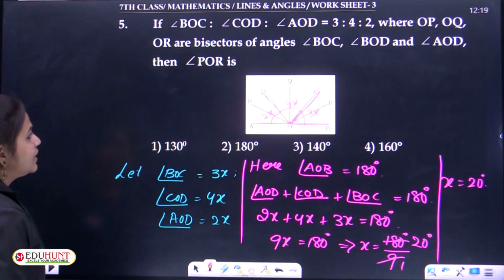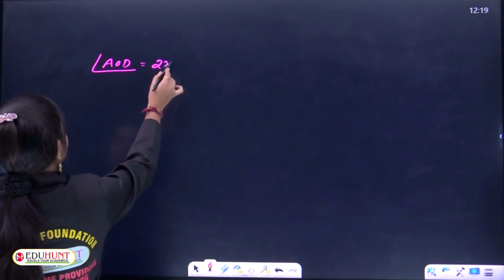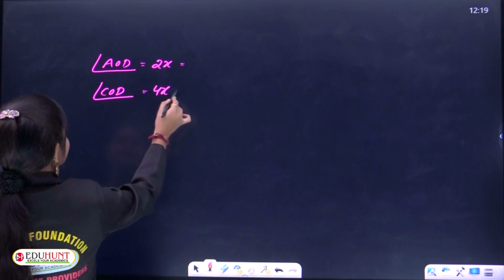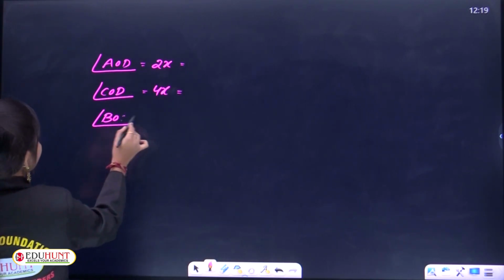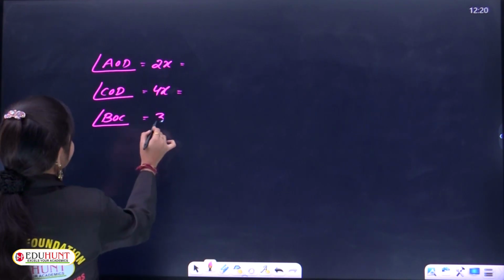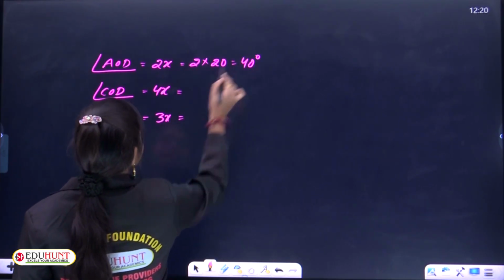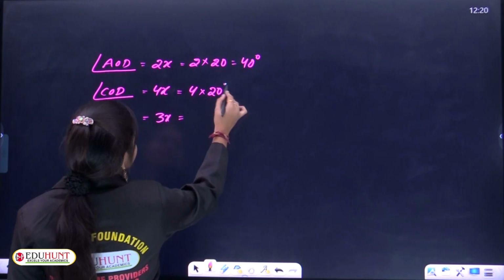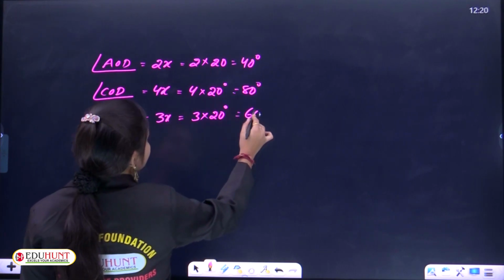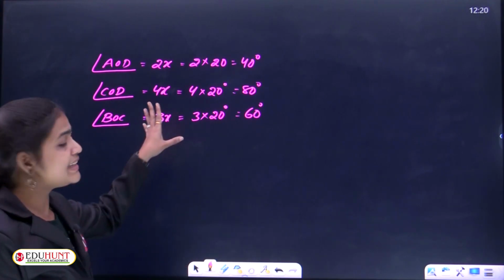Now find out the angles. Angle AOD is equal to 2x. Next angle COD, which is equal to 4x. Angle BOC, which is equal to 3x. And x is equal to 20 degrees that we got. 2 twenties are 40 degrees. 4 twenties are 80 degrees. And 3 twenties are 60 degrees. 60 plus 40, 100, 100 plus 80, 180 degrees. These are the angles.